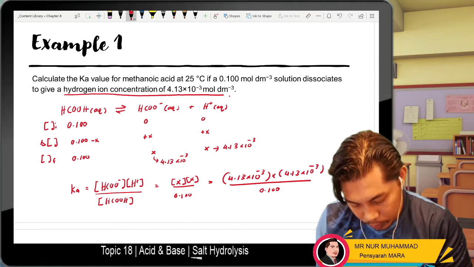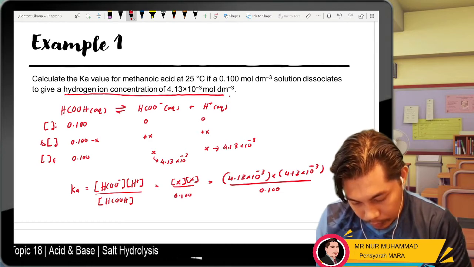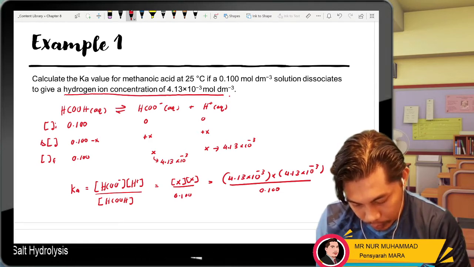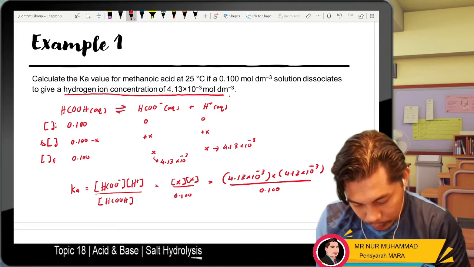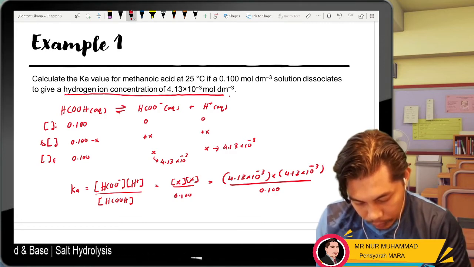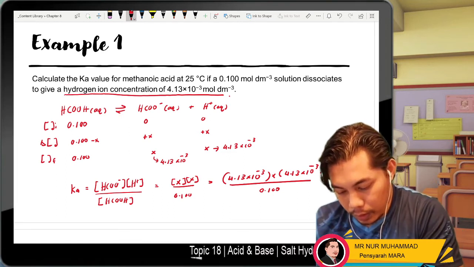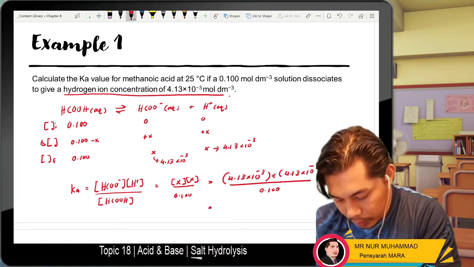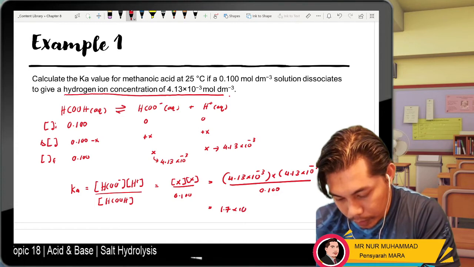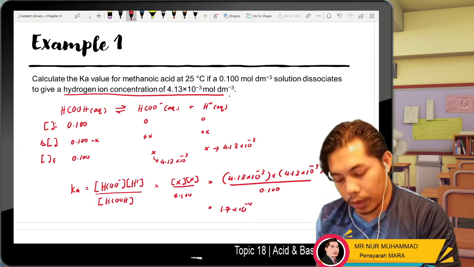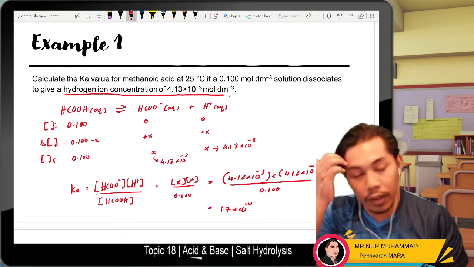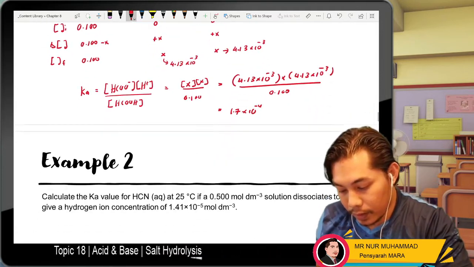Alright, so 4.13 times 10 negative 3, squared, divided by 0.1. Here is the Ka. Ka is equal to 1.7 times 10 negative 4. Okay, so this is Ka.